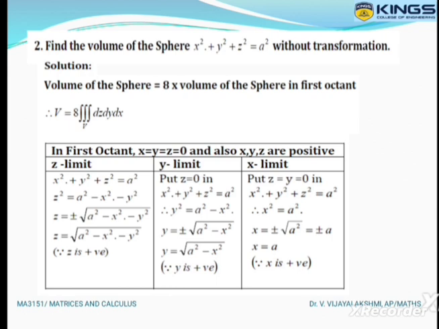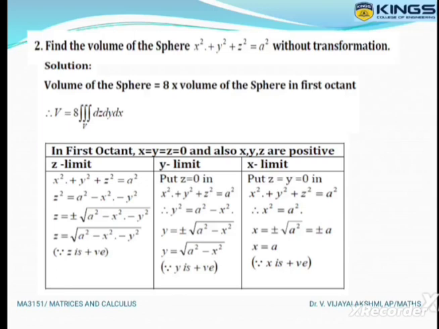Next, you have to find out the limit for y. For this, you put z equal to 0 in the equation x square plus y square plus z square equal to a square. Solving this, we get y equal to plus or minus root of a square minus x square. The value of y is positive in the first octant, therefore we consider only the positive value. So y is equal to root of a square minus x square. Next, you have to find out the x limit.